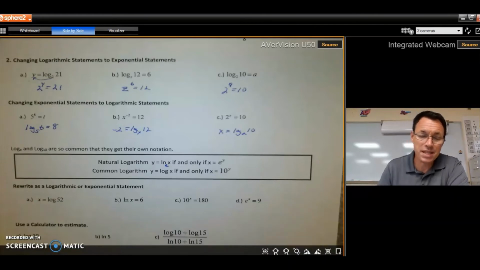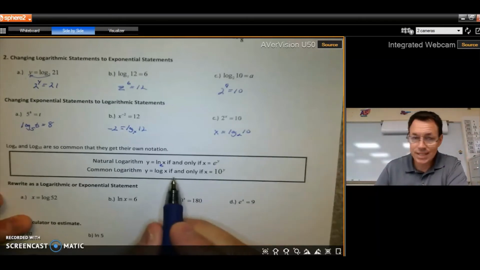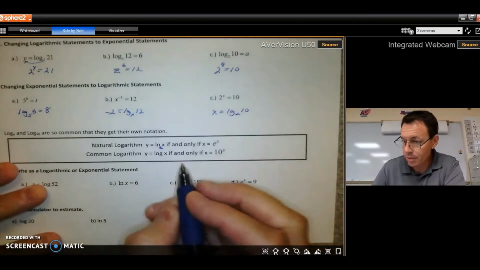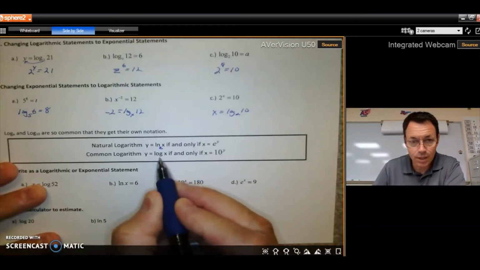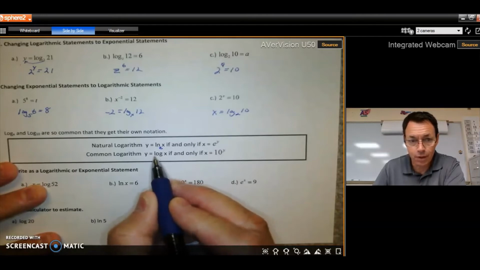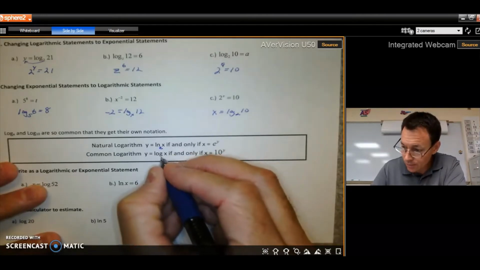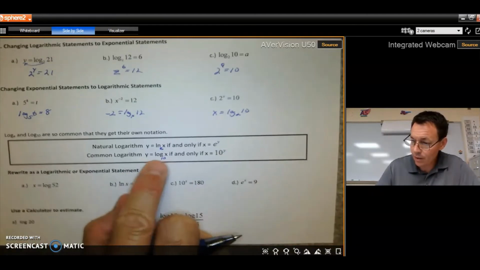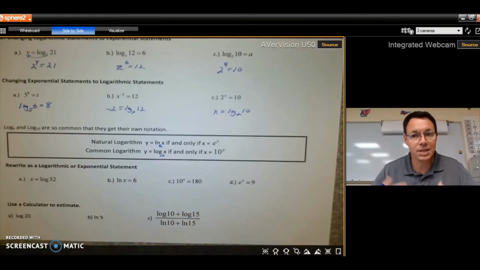Common logarithm, that's base 10. Okay, so 10 to what power equals some value. So 10 is our base system for our numbers. So that is called the common logarithm. Again, you will not see anything written here. You're just going to see the word log, log of x. It's log base 10 of x. So 10 to the y power equals x. That's the exponential that this is equal to.